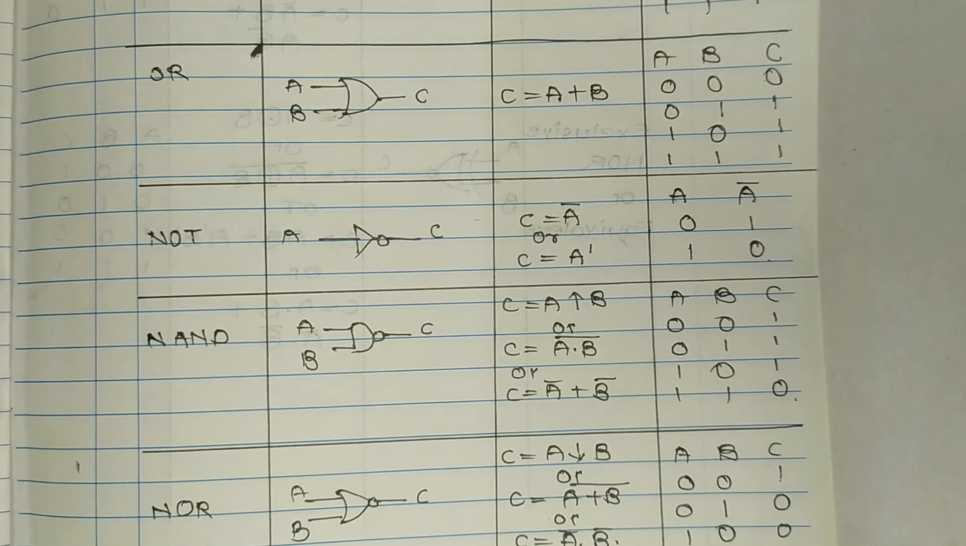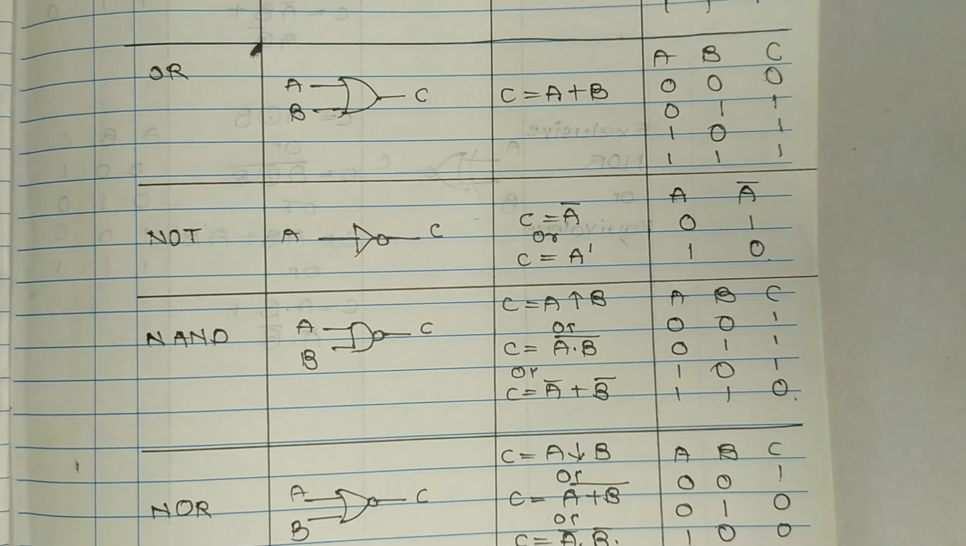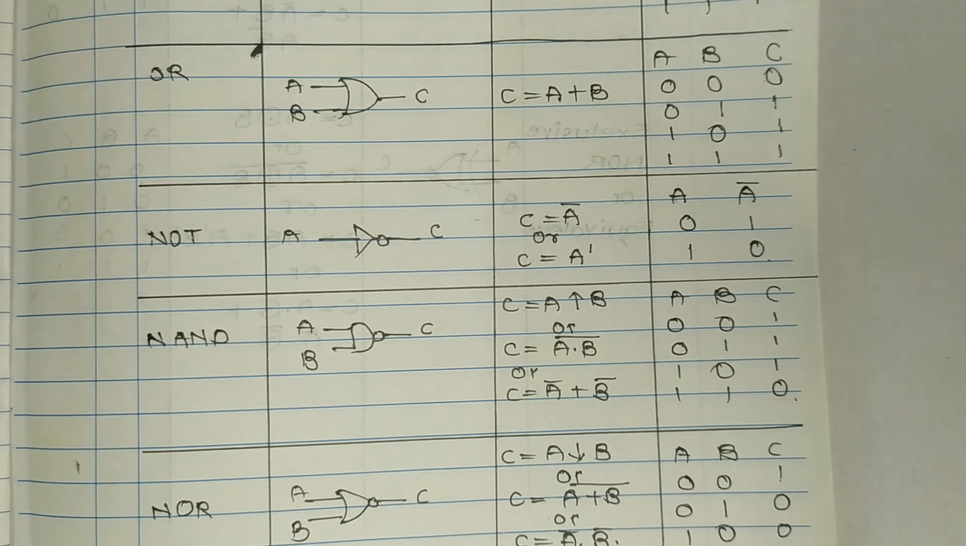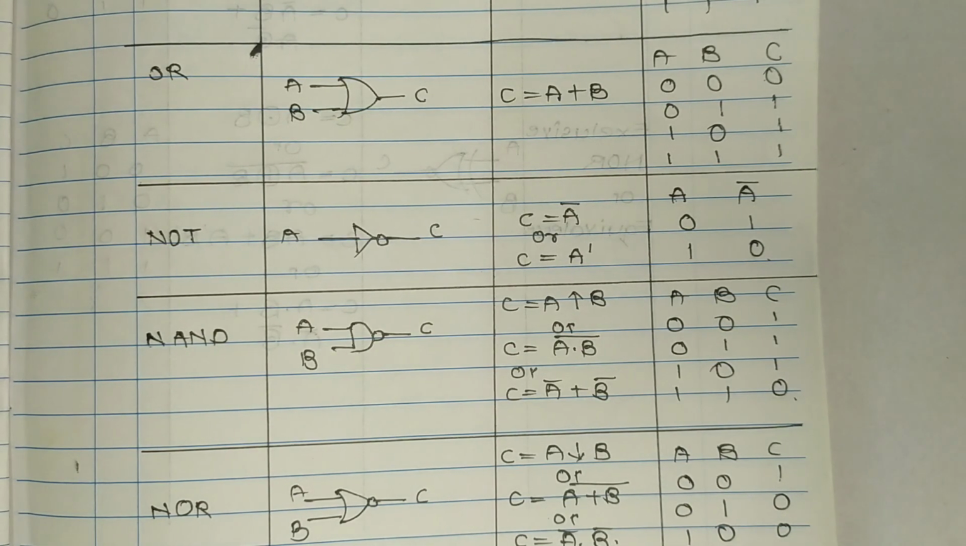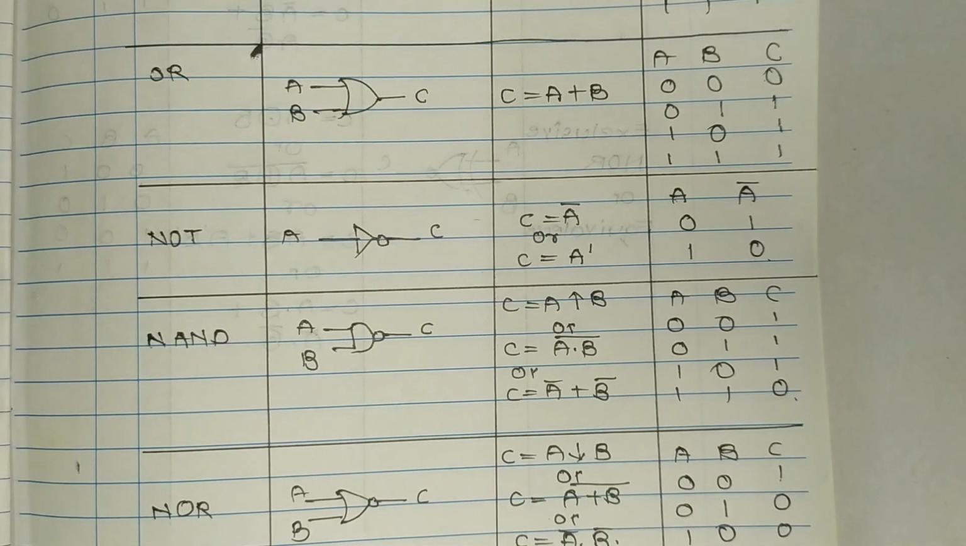Now third is NOT gate. This is the symbol for NOT gate. Logical expression or boolean function is c is equal to a dash, that is a's complement. For 0 it is 1 and for 1 it is 0.